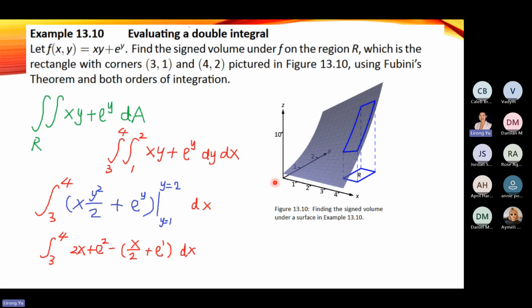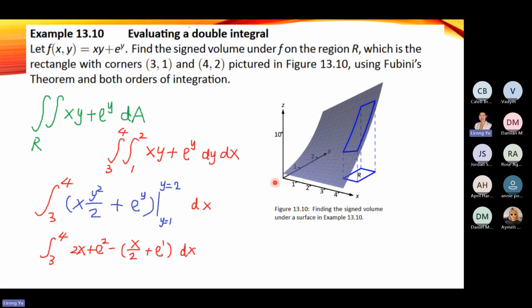So plug in y equal to 2, and we have 2x plus e to the 2. Plug in y equal to 1, and we have x over 2 plus e to the 1. And upper limit value minus lower limit value, applying the fundamental theorem of calculus. Now we're done with the inner layer of integration. Move on to the outer layer of integration.